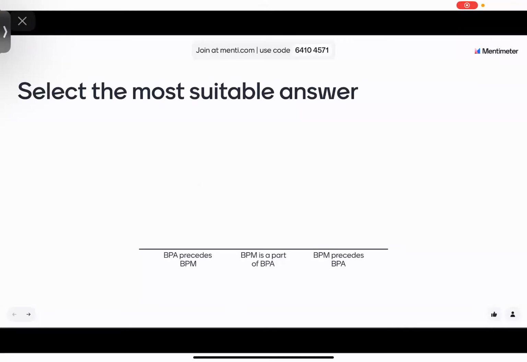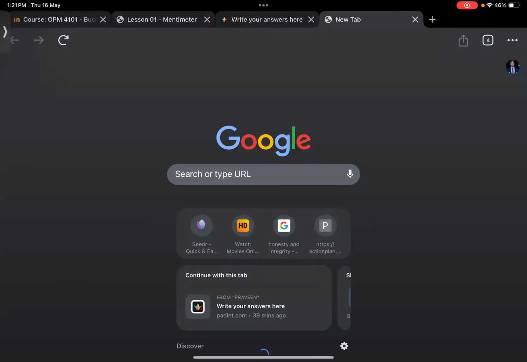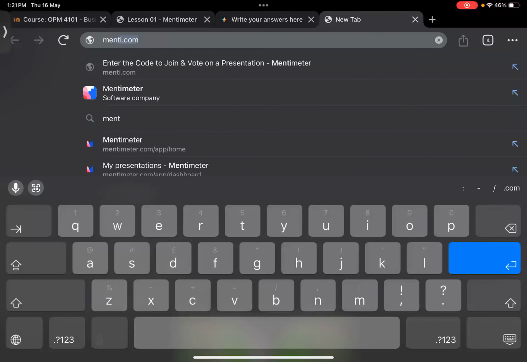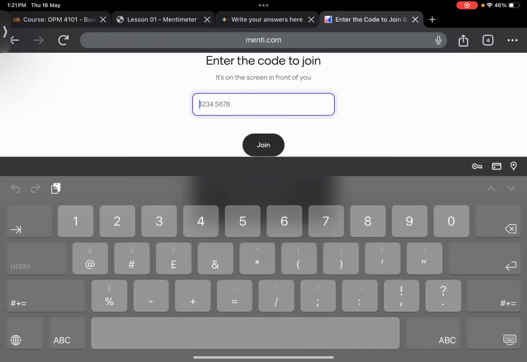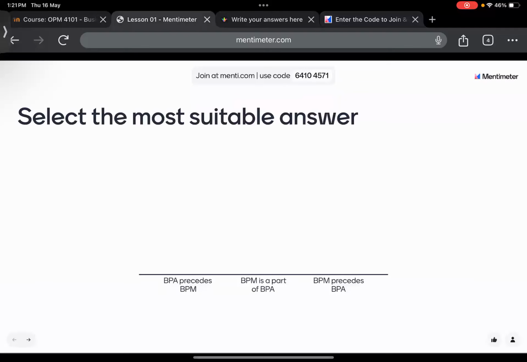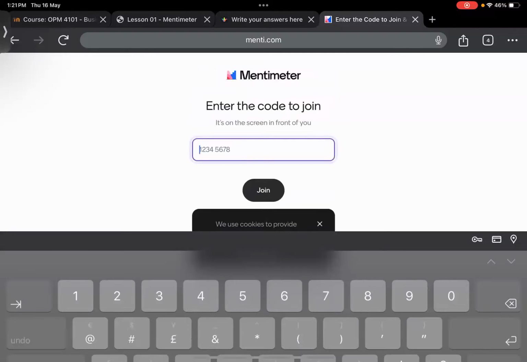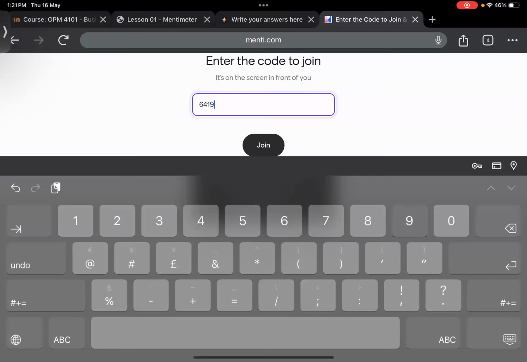And type in this particular code, 6410, and give your answer. Go to menti.com, menti.com, and it asks for a particular code. For the code, give this particular code, 6410.